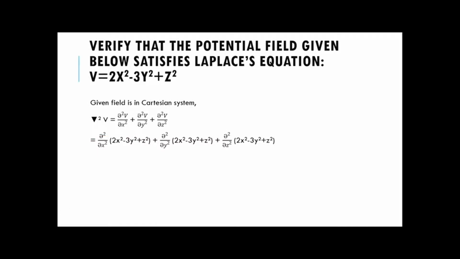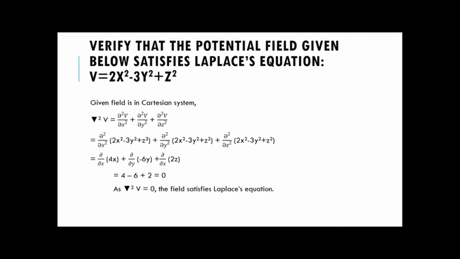Partial differentiating it once, 2x square becomes 4x, minus 3y square becomes minus 6y, and z square becomes 2z. Other terms are zero because they don't vary with respect to that coordinate. Partial differentiating again, the partial differential of 4x is 4, of minus 6y is minus 6, and of 2z is 2. So you will get 0. This clearly suggests that del square V is 0. That means the given potential field V satisfies Laplace equation.